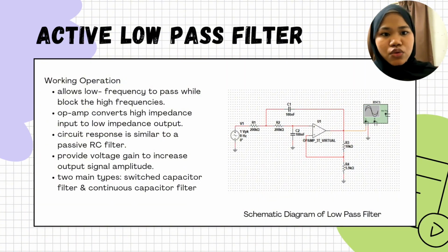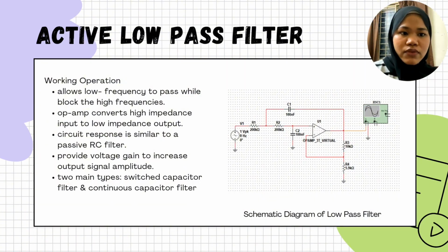And there are two main types of active low pass filter. The first one is the switched capacitor filter, and the second one is the continuous-time filter.